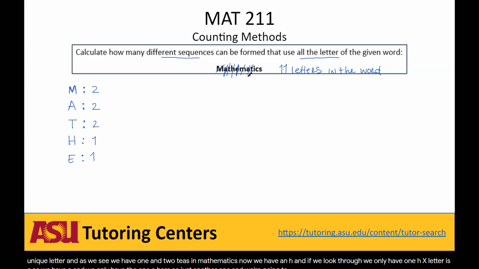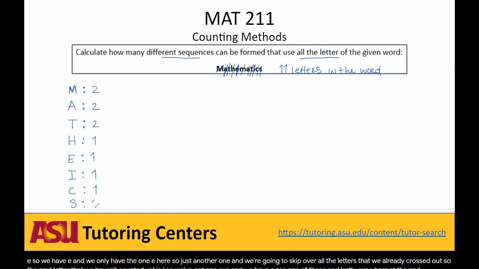And we're going to skip over all of the letters that we already crossed out. So the next letter that we haven't counted yet is I. So we've got 1 I. And we have a C, one of those. And lastly, our S here at the end, and one of those.